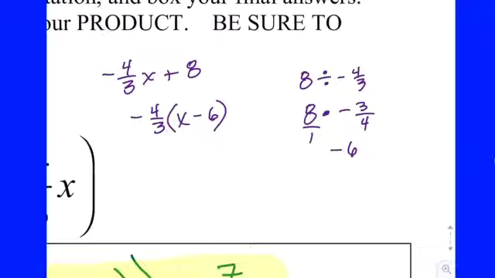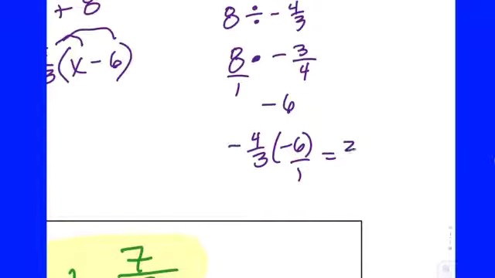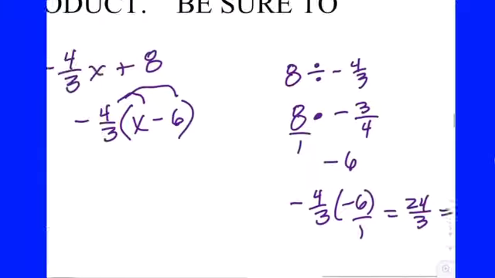Now, real quickly, before we proceed, what can we do just to make sure? Redistribute. Negative 4/3 times x is negative 4/3. What is negative 4/3 times negative 6? Well, let's see. Multiply straight across. That gives you positive 24 divided by 3. That gives you positive 8. Is that what we needed?